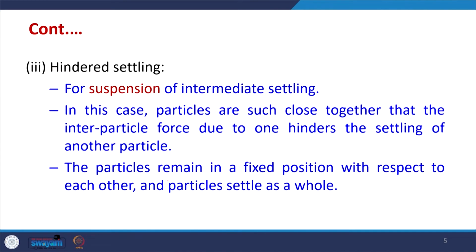Now, there is a third settling which is called hindered settling. Hindered settling is generally used for suspensions settling at an intermediate rate, and in this case the particles are so close together that the interparticle force due to one hinders the settling of another particle. At that point the particles remain in a fixed position with respect to each other. Because the settling is being hindered by one another, the whole bunch settles down. They are in a fixed position with respect to each other, and particles settle down as a whole.